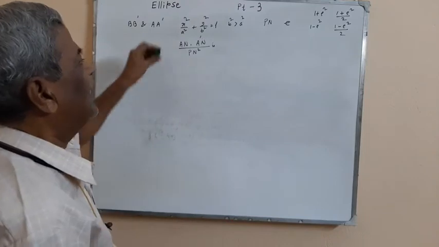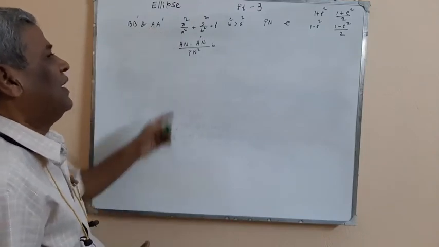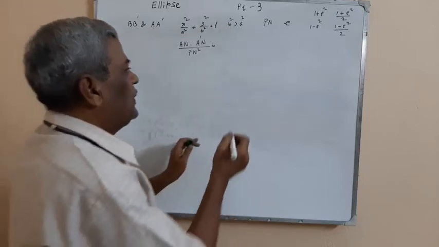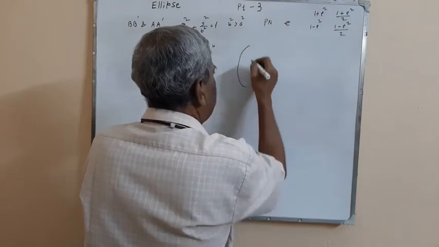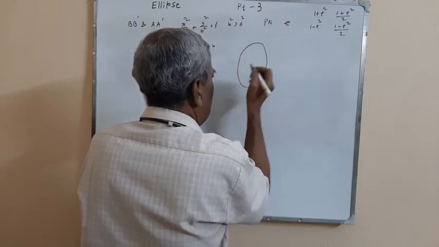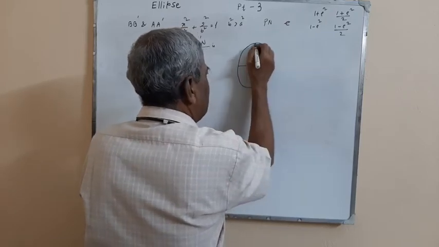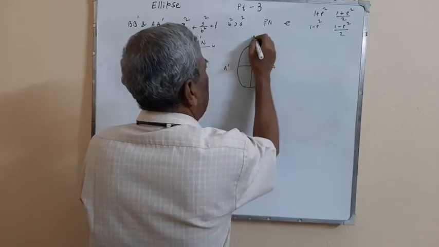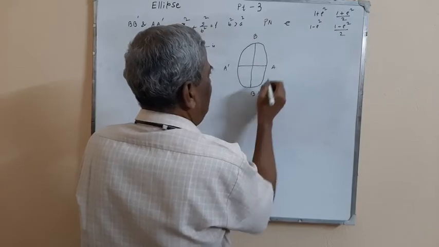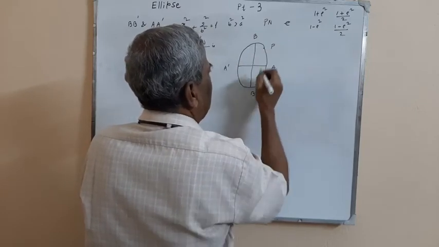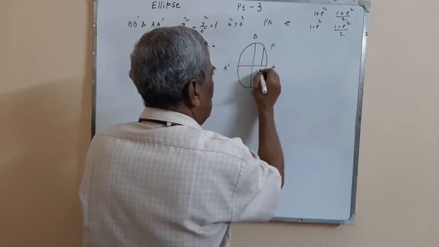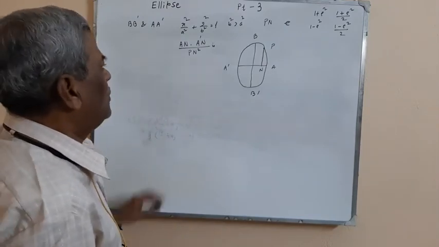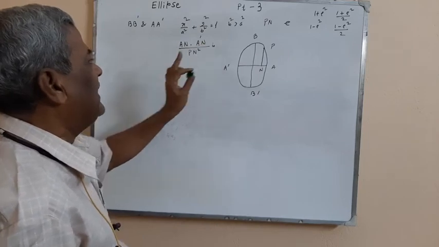So here a standard equation of an ellipse is given. In this case, b square is greater than a square, so this is the major axis, and its shape is of that type. This is the minor axis, and this is the major axis, A dashed A, B, B dashed. P is any point on it, and its ordinate is PN. Now we have to find AN into A dash N by PN square.